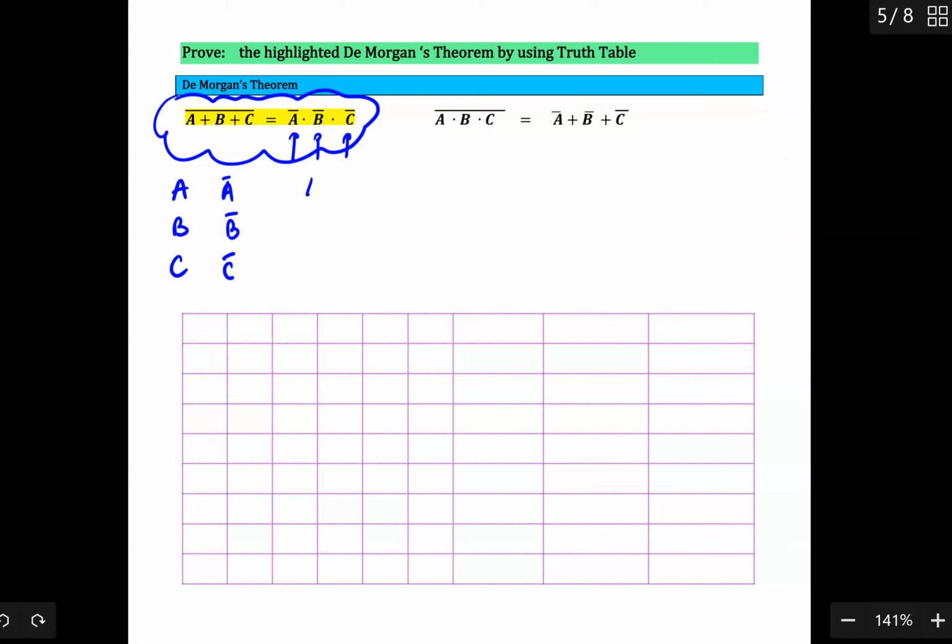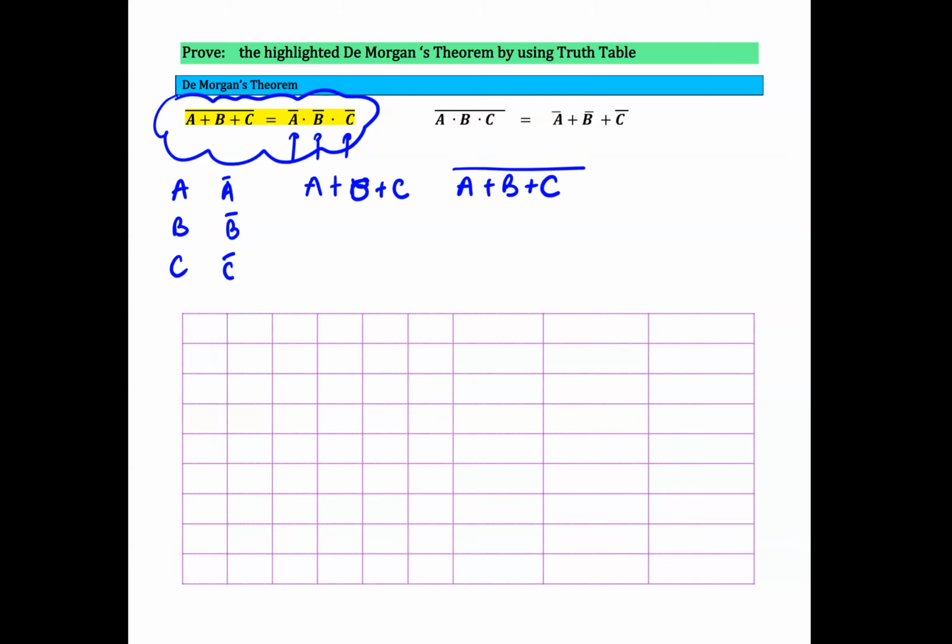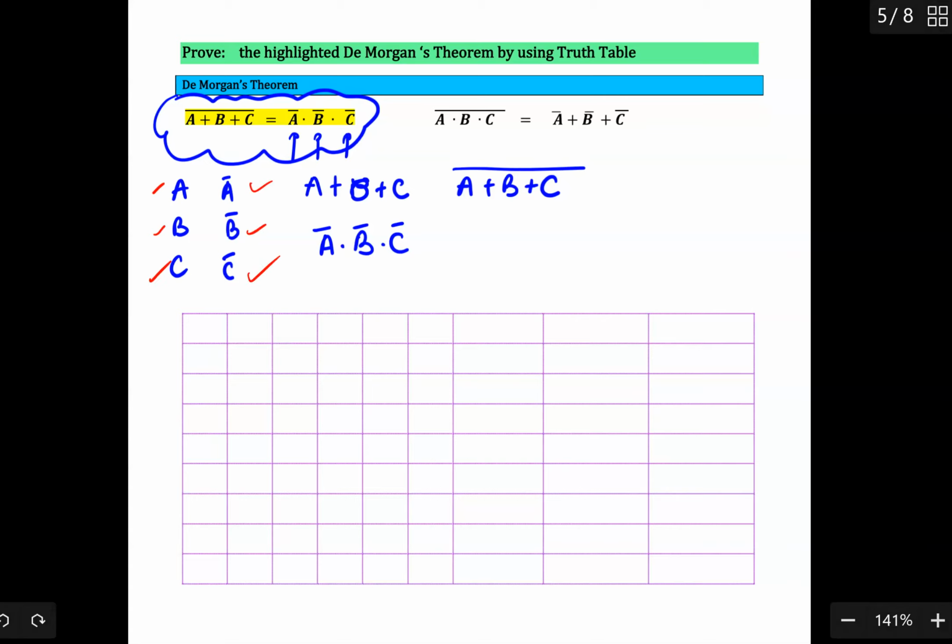Then I should have a column of A or B or C. Then I should invert the signal. I should also have not A and not B and not C. So in this case, the total columns I should have should be 9. Alright, 1, 2, 3, 4, 5, 6, 7, 8, 9.